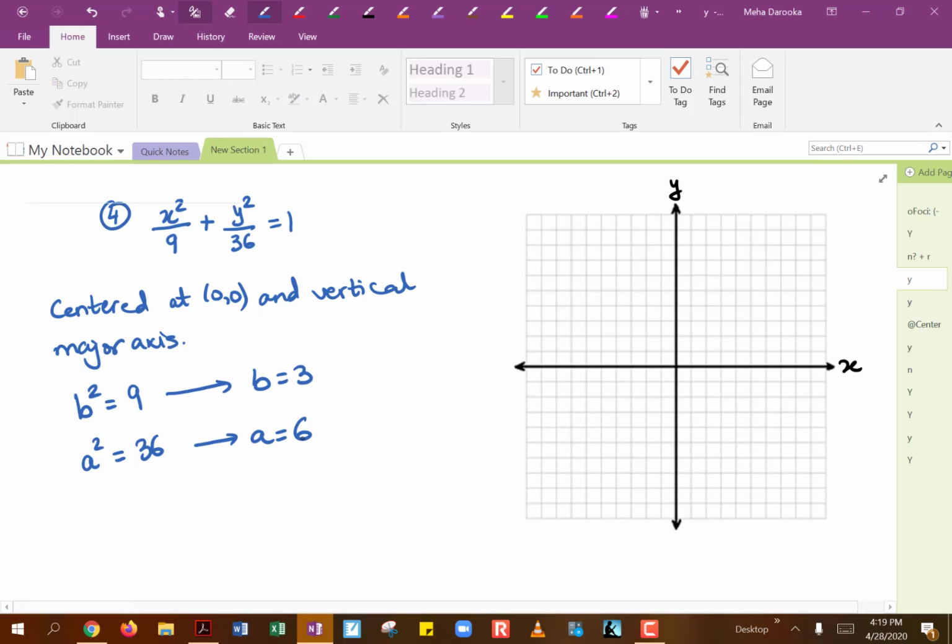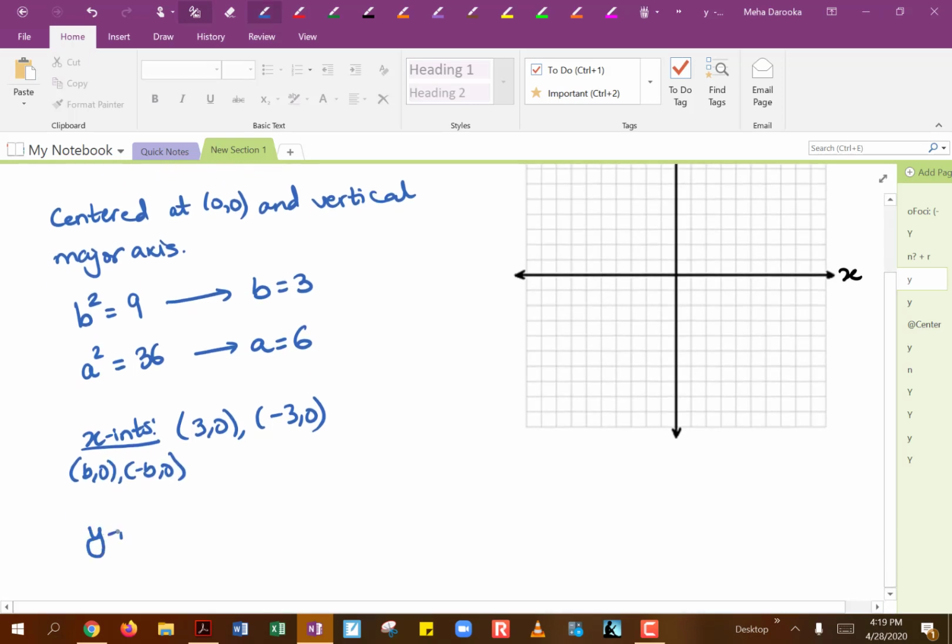So again guys, remember, since denominator 9 was under the x value, that is going to give us our x-intercepts, so that's going to be 3, 0 and negative 3, 0, and this is coming from the ordered pairs b, 0 and negative b, 0. Your y-intercepts are going to be coming from the larger denominator, which is our a squared, so that's going to be 0, 6 and 0, negative 6, and this is coming from the ordered pairs 0, a and 0, negative a.